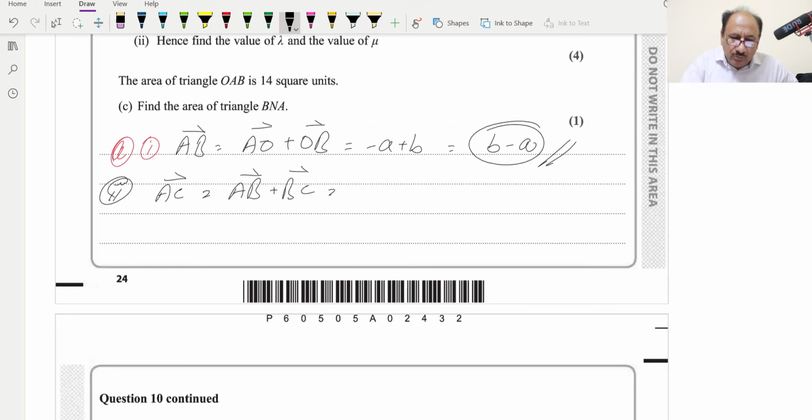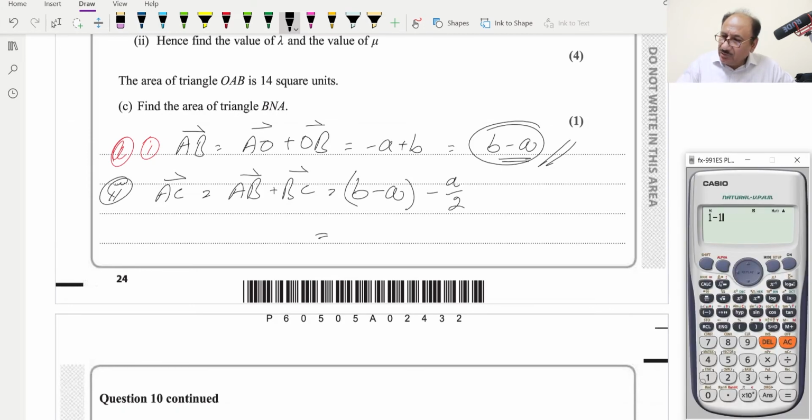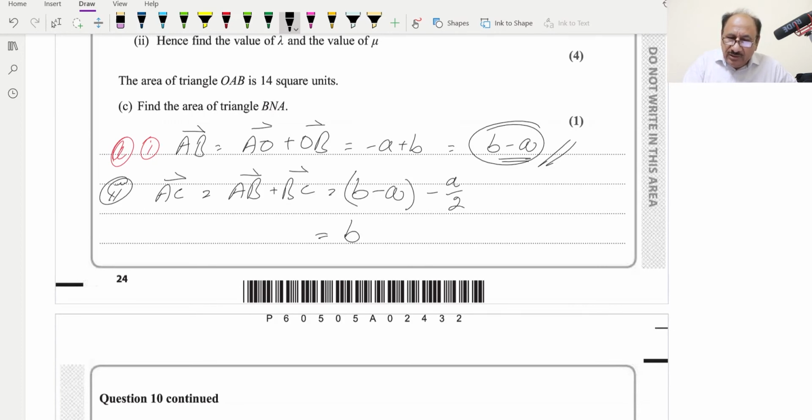and this will be equal to AB, which we have just calculated as B minus A, and the BC will be -A by 2, and this will be equal to what? This will be 1 minus 1 by 2. This is basically minus 1 by 2, because this is minus A, so this will be minus 3 by 2. So we can write B minus 3 by 2 A, and this will be the answer for the second part. Hopefully you understood this also.